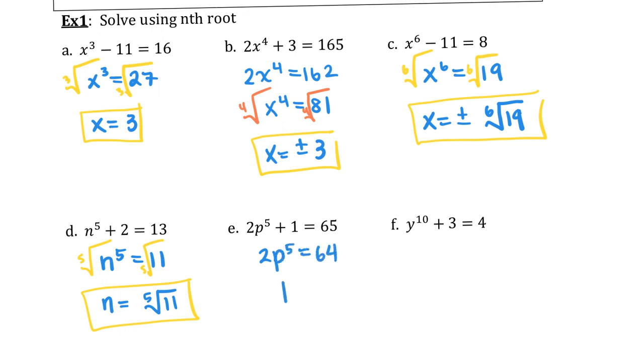Okay, minus 1, 64. p to the fifth, divide by 2, 32. Okay, now I'm going to do fifth root. Do I get plus minus? No, because it's an odd exponent. What's the fifth root of 32? 2.